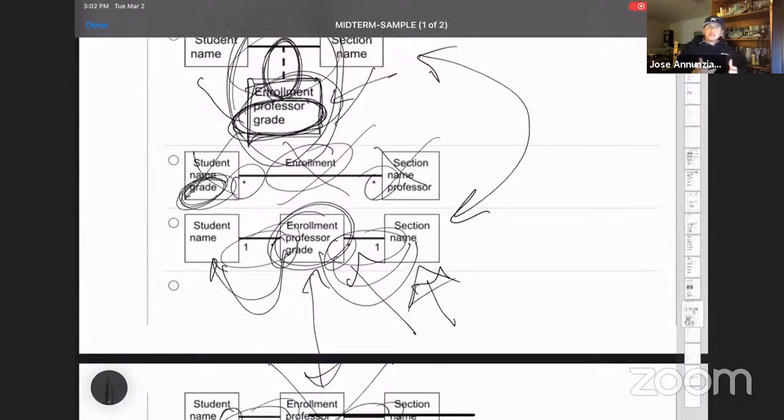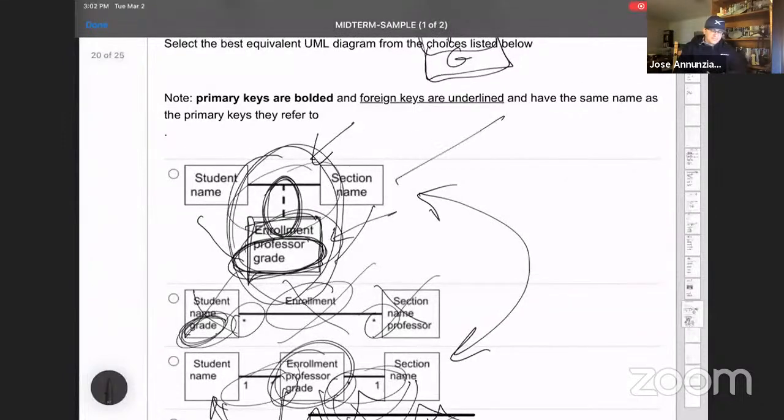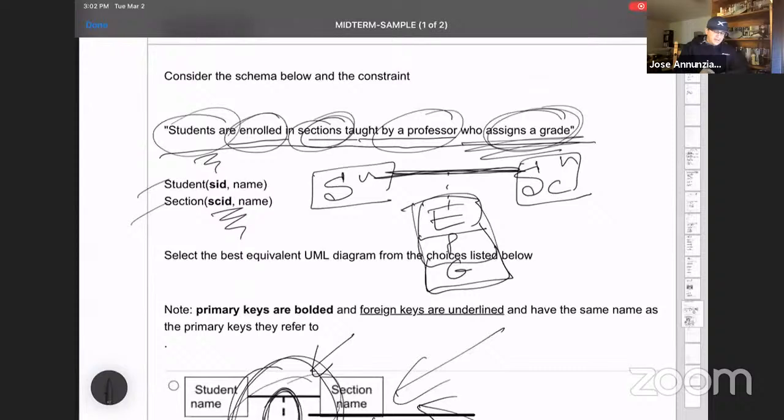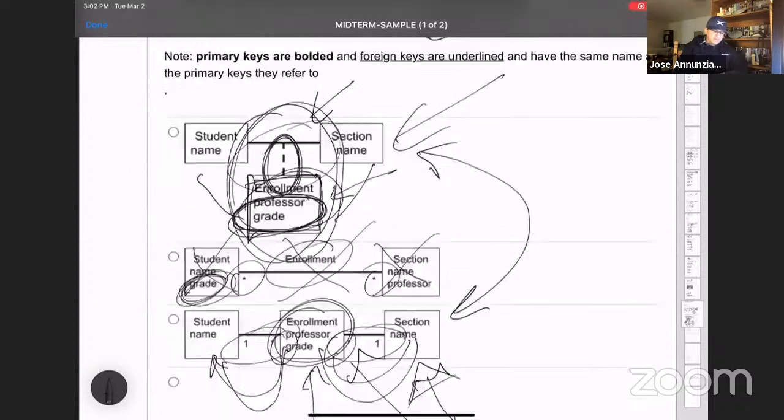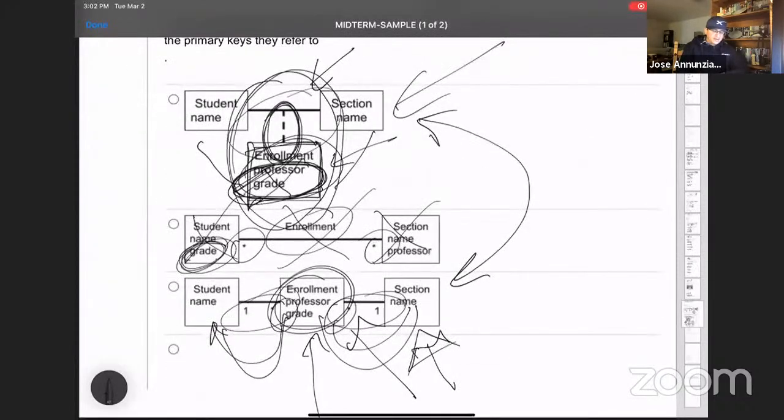So again, this is asking, which one is best? Which one would be better? So definitely this one. If we did not have a professor and we did not have a grade, meaning we did not have these fields, then this would be the better implementation.